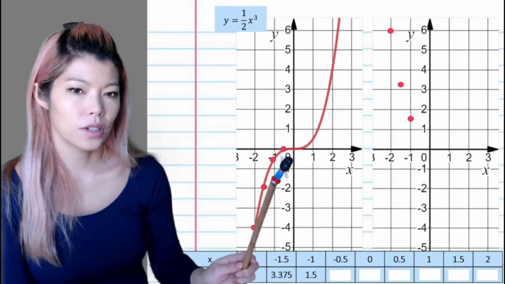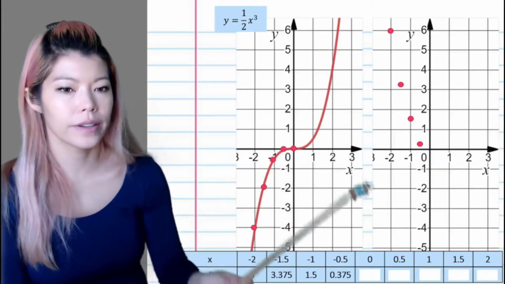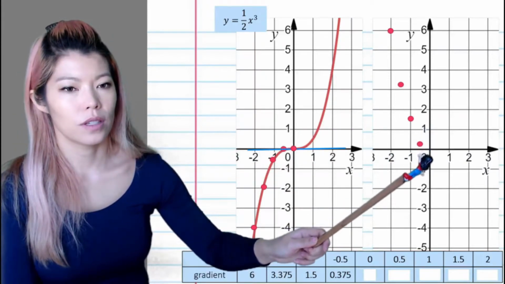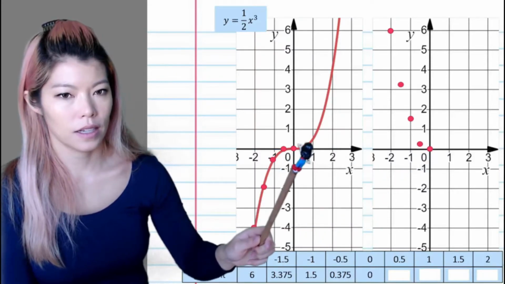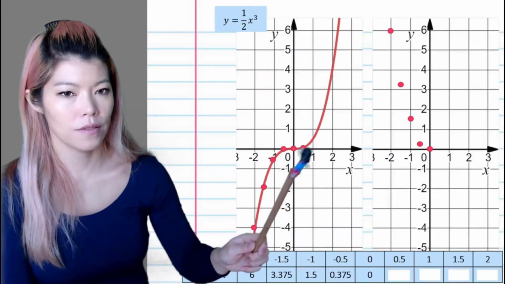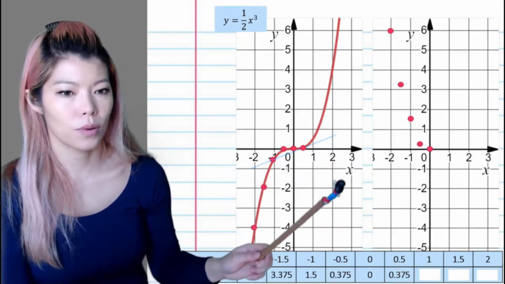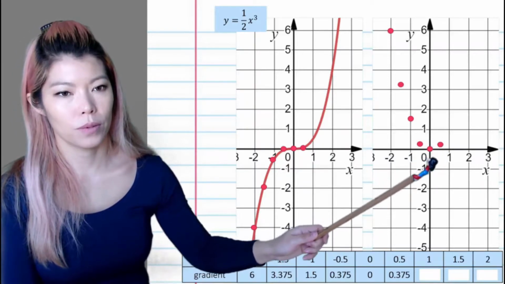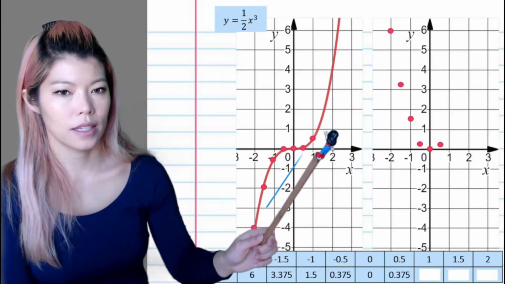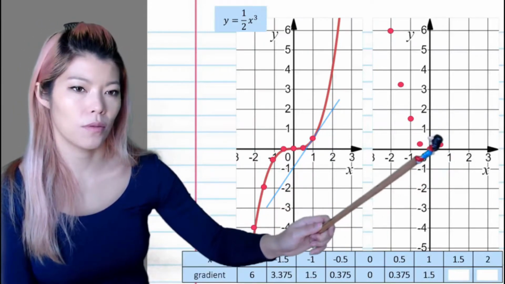I'm going to do 0 as well. At 0 it's easy because the gradient is just 0. So at 0 I'm going to draw a 0. Now let's do 0.5. Draw a tangent again. You can see that the gradient for that line is 0.375. So at that point I'm going to put the dot there. At 1 we see the gradient is 1.5. So at 1 I'm going to put a dot at 1.5.